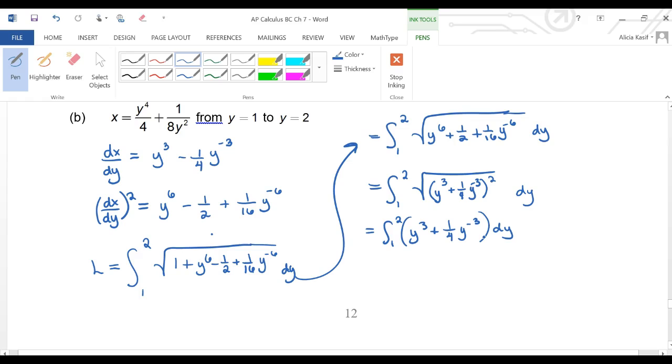Otherwise, wait, our dx/dy is the same thing. It's not the same because it's plus instead of minus. Is there a shortcut? I don't think so. There is, there is. I don't know. You can't play the fifth on this one. I don't know, guys.